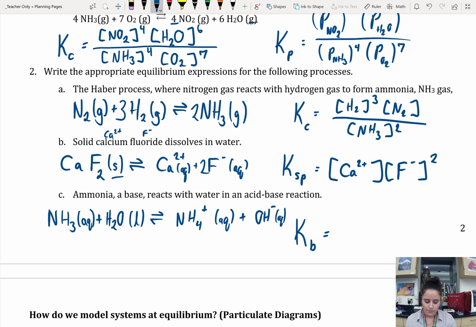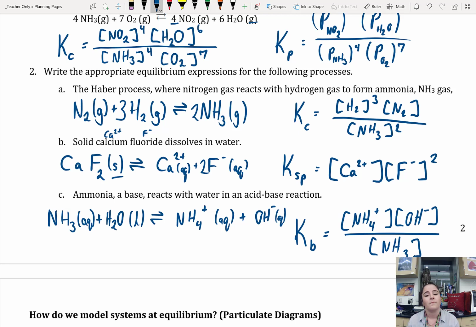Okay, so when we write the expression, it'll be the products. So NH4 plus, nope, it's already balanced. We're good to go. Times OH minus over the NH3. The H2O liquid does not get included because its concentration is constant.